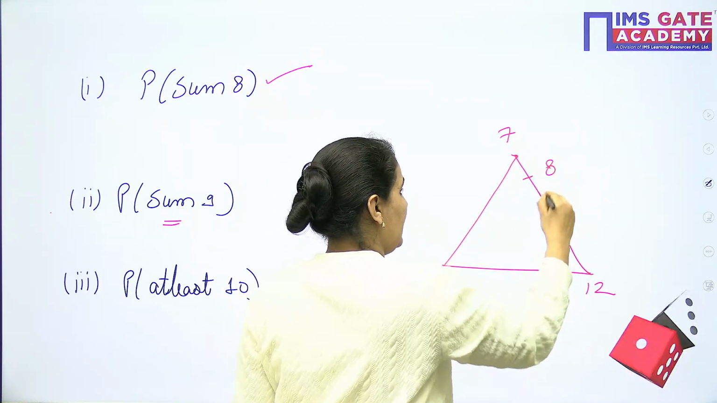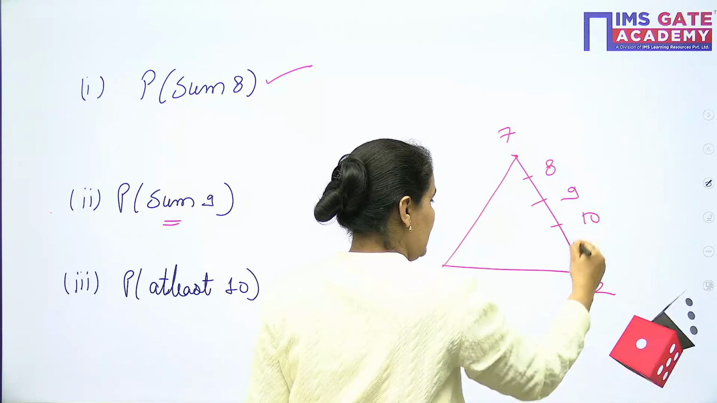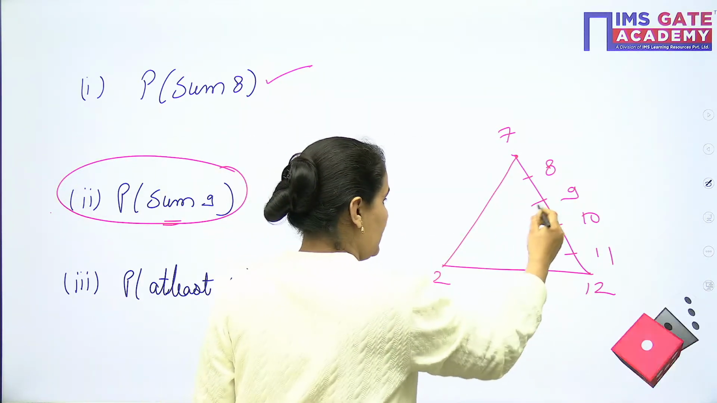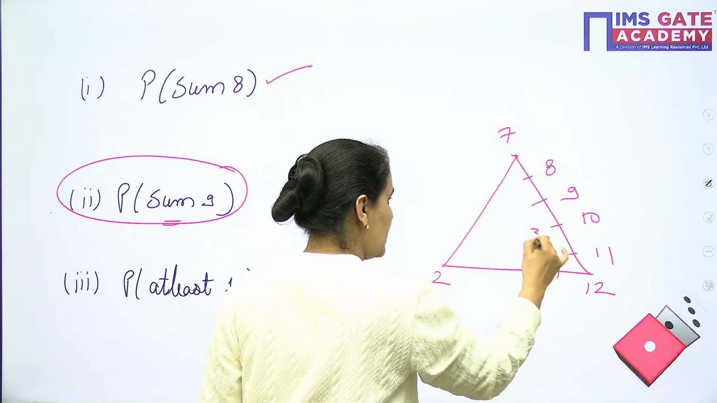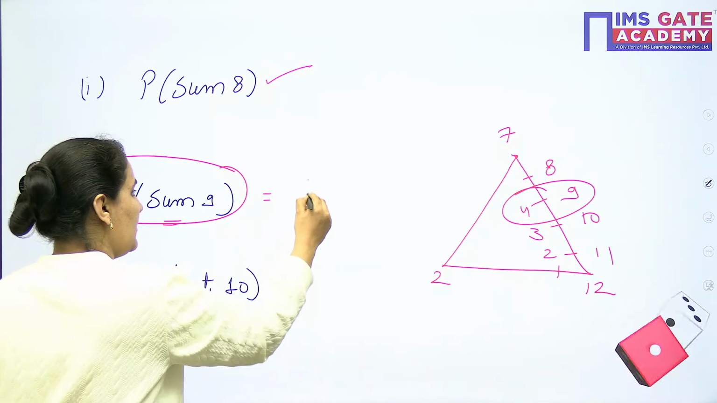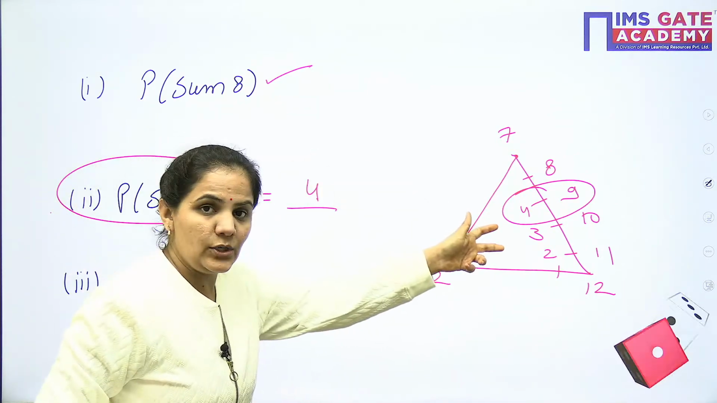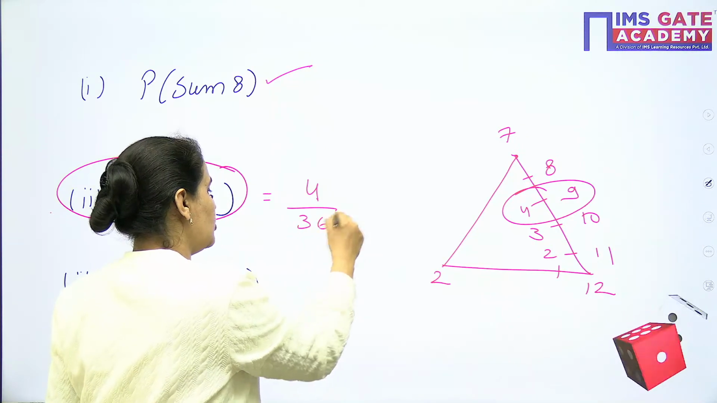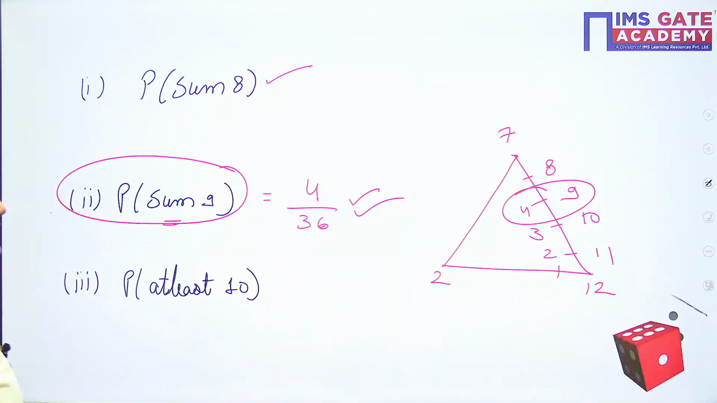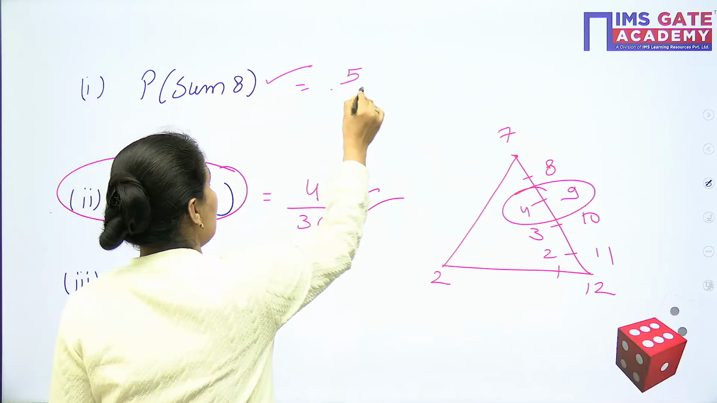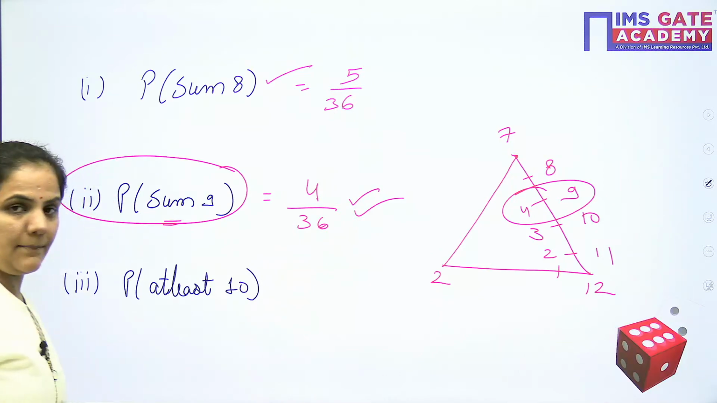Here we can write 8, 9, 10 and 11. I need to find sum 9. So for sum 9 it is 1, 2, 3, 4. So I can approach here only 4. So the favorable outcome is 4. As we are talking about two dice, the total number of outcomes will be 36. So the result will be 4 by 36, and earlier it was 5 by 36. So easily we can approach.